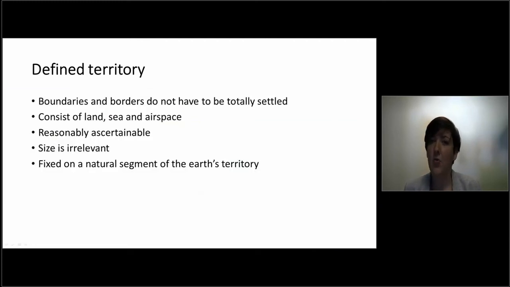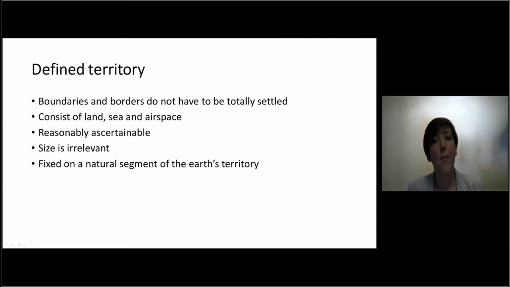Well, there's no criterion that says that the boundaries must be fixed. And still in international law, many disputes between states relate to boundaries. The territory of a state can consist of land, of sea, and the airspace above the land and the sea. But you must have a certain core that is reasonably ascertainable. So you must be able to point to a certain part of the map and say, well, that is part of the territory of that certain state.